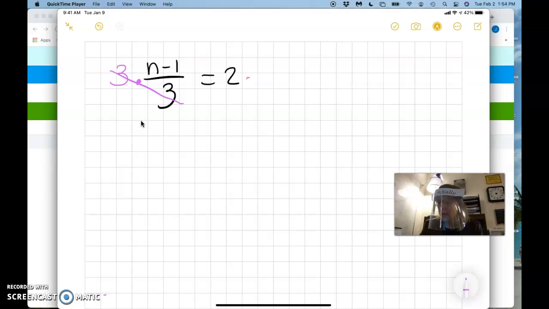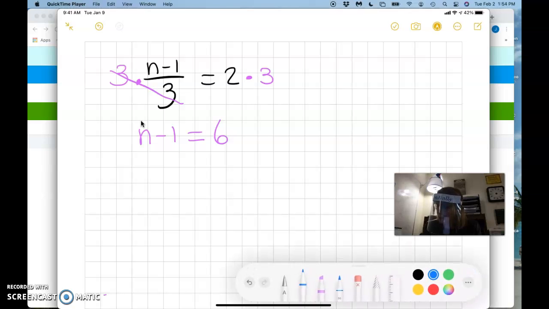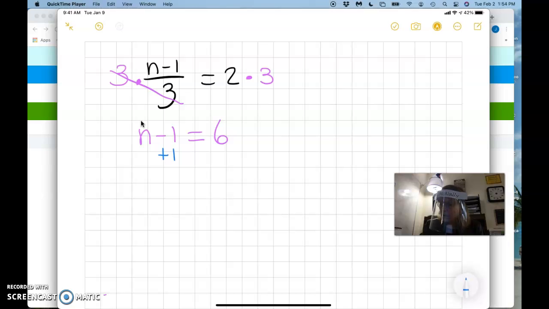Whatever I do to one side, I have to do to the other. So on this side, I'm just left with n minus 1. And 2 times 3 is 6. And then I'm going to get n alone again. So look at what's happening to the variable and do the opposite. I see a minus 1, so I'm going to plus 1.